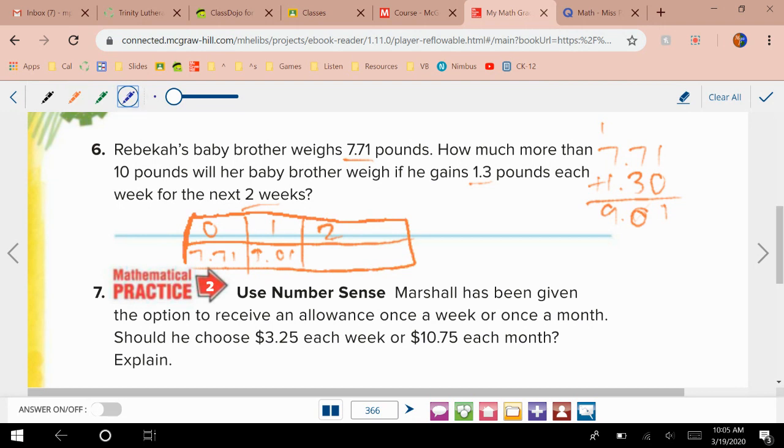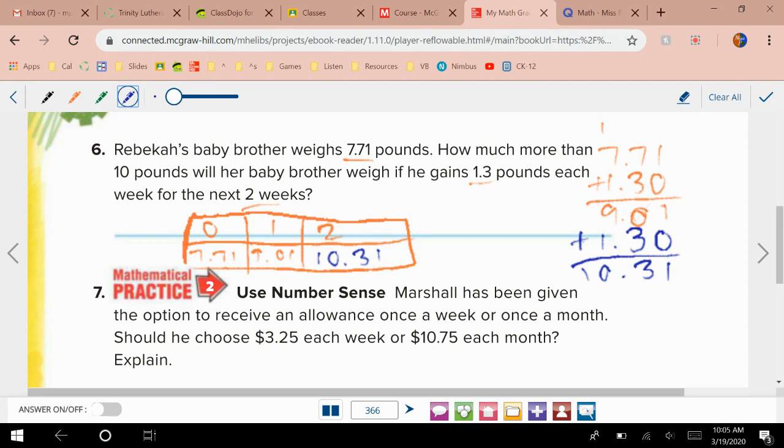So week 2, he's going to gain that much again, so I'm going to go ahead and add that back over here. Just got to write really slow, then it shows up the way I want it. 1 plus 0 is 1. 0 plus 3 is 3. Keep our decimal. 9 plus 1 is 10. So week 2, he'll weigh 10.31.